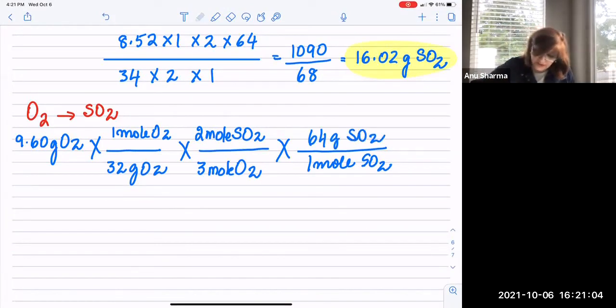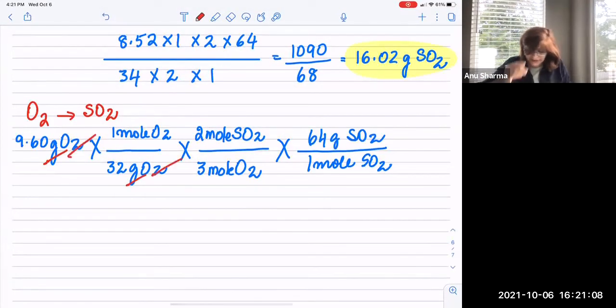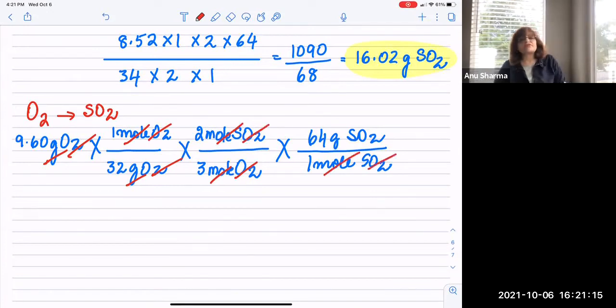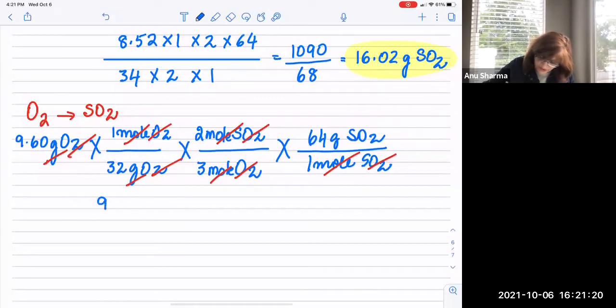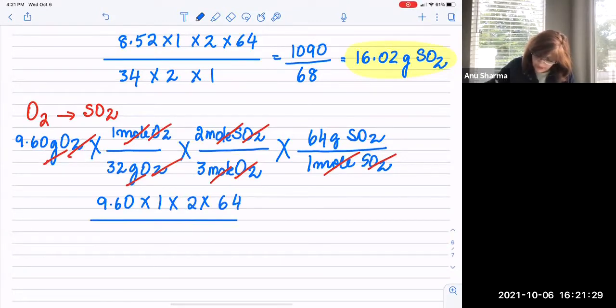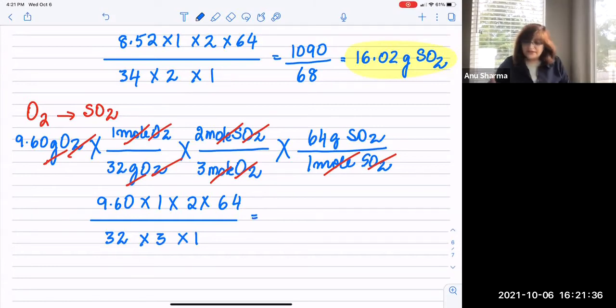So here we see that the grams of oxygen and grams of oxygen cancel out. The moles of oxygen and the moles of oxygen cancel out. Moles of sulfur dioxide cancel out. And what do you get left here? You are left with 9.60 times 1 times 2 times 64 over 32 times 3 times 1. And that gives you the answer.